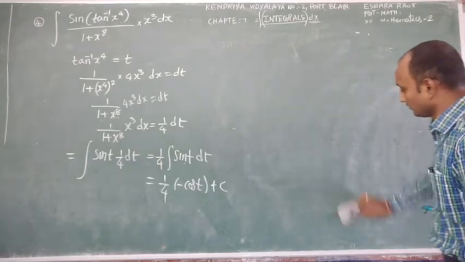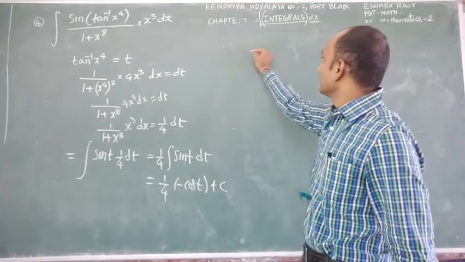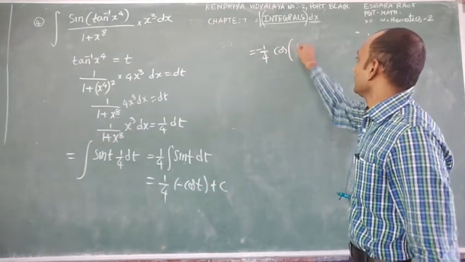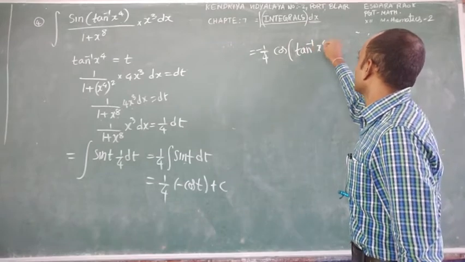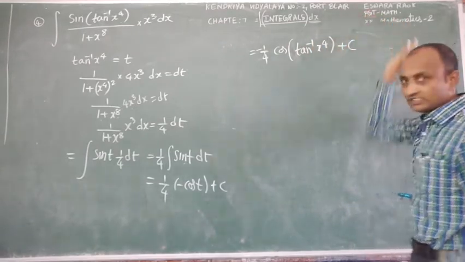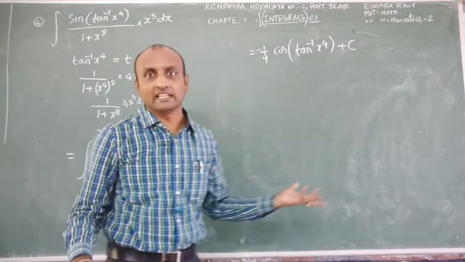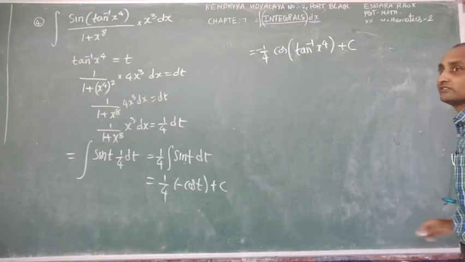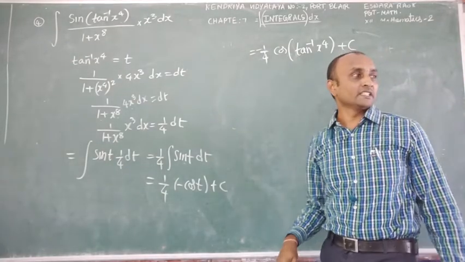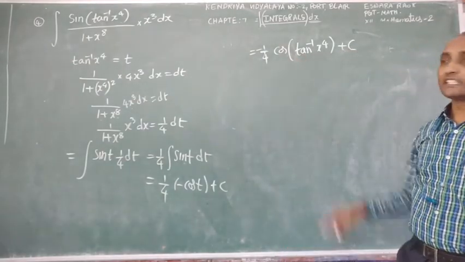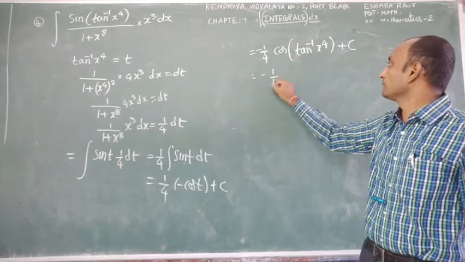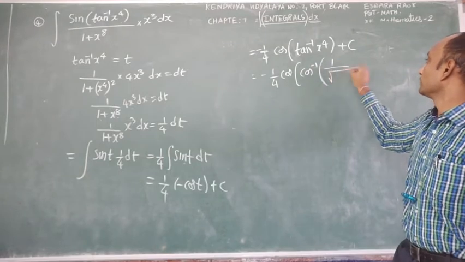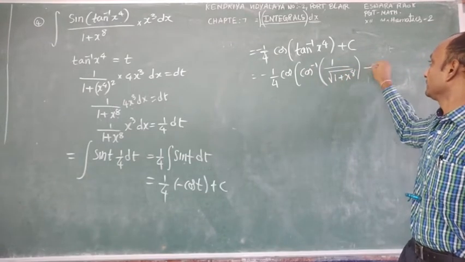This is the textbook question, which you can find in the exercise. So it equals 1 by 4 minus 1 by 4 cos of tan inverse x power 4 plus c. This is done when they are not asking you to prove something else. But I can eliminate this cos by converting tan inverse into cos inverse, which is minus 1 by 4 cos of cos inverse 1 by root over 1 plus x power 8, plus c.